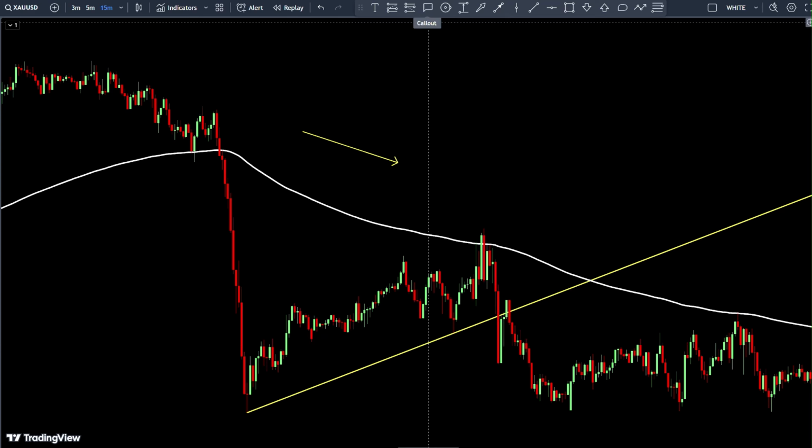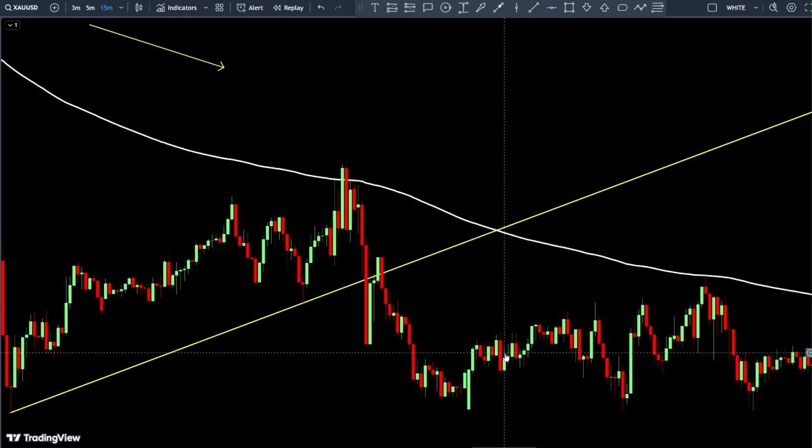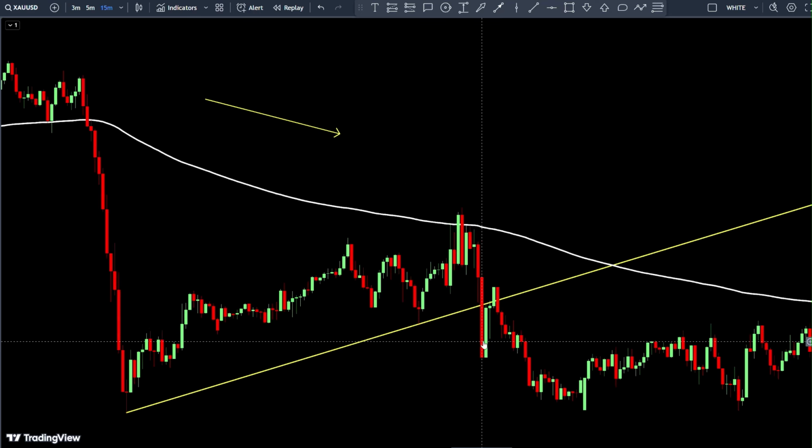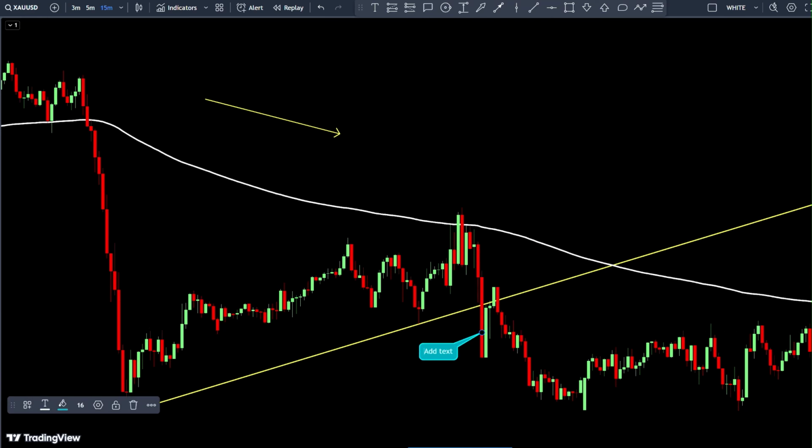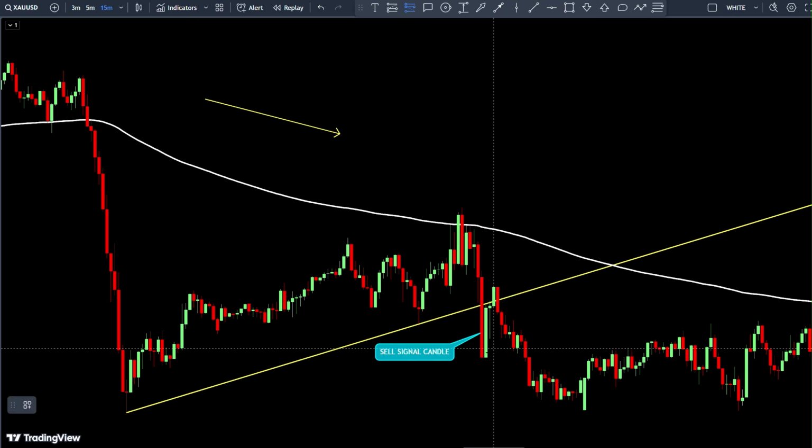Just like before, if price only dips its toe below the line with a shadow, we adjust the trend line to that new low point. You keep tweaking it until a whole candle body actually closes below the line. That's your sell signal. You'd enter a short position at that closing price.